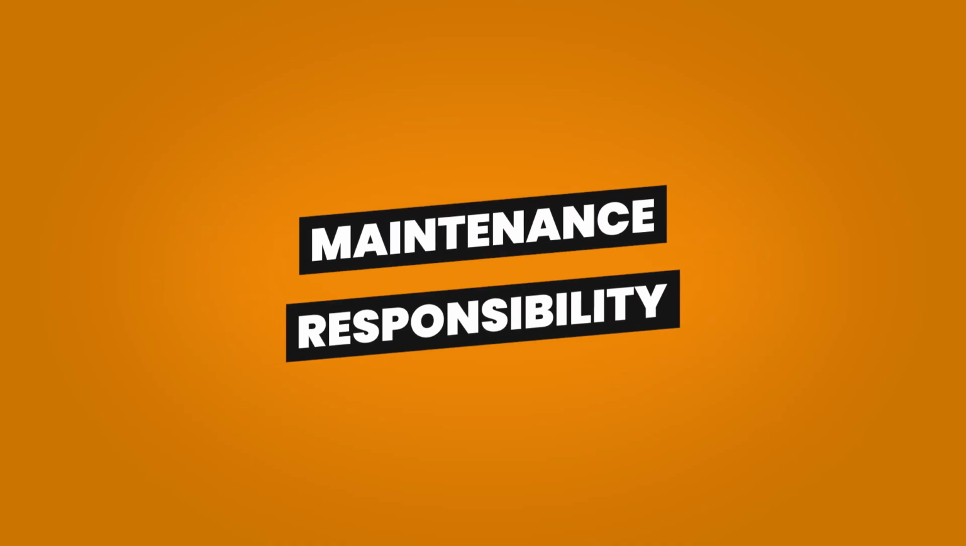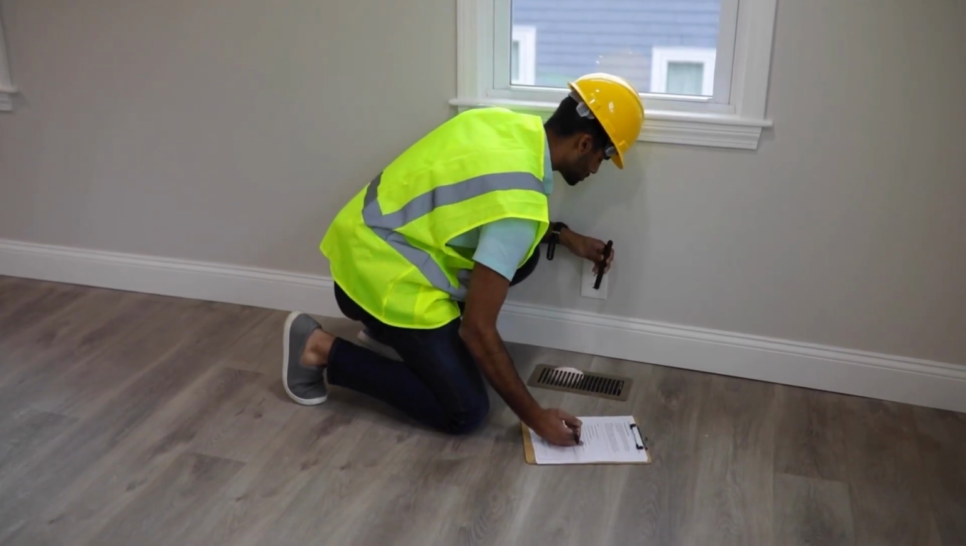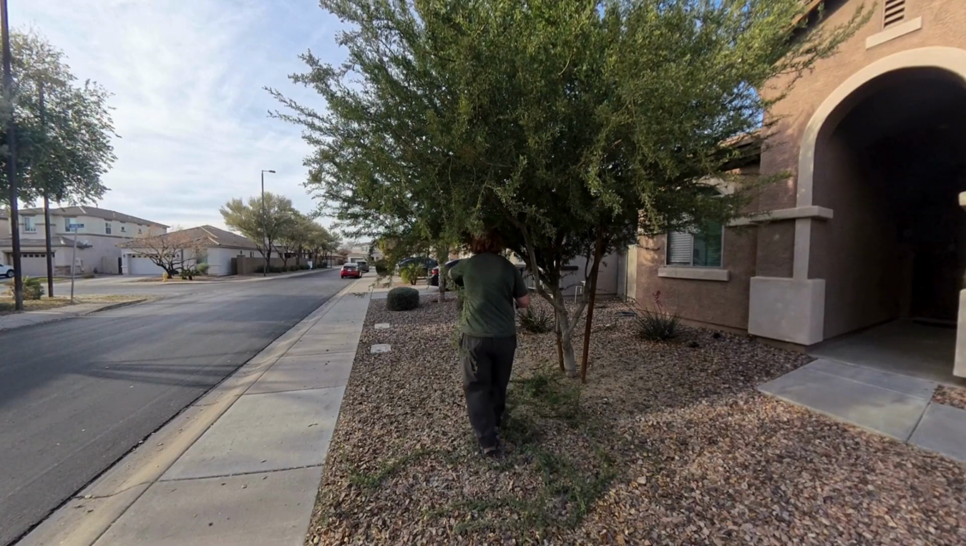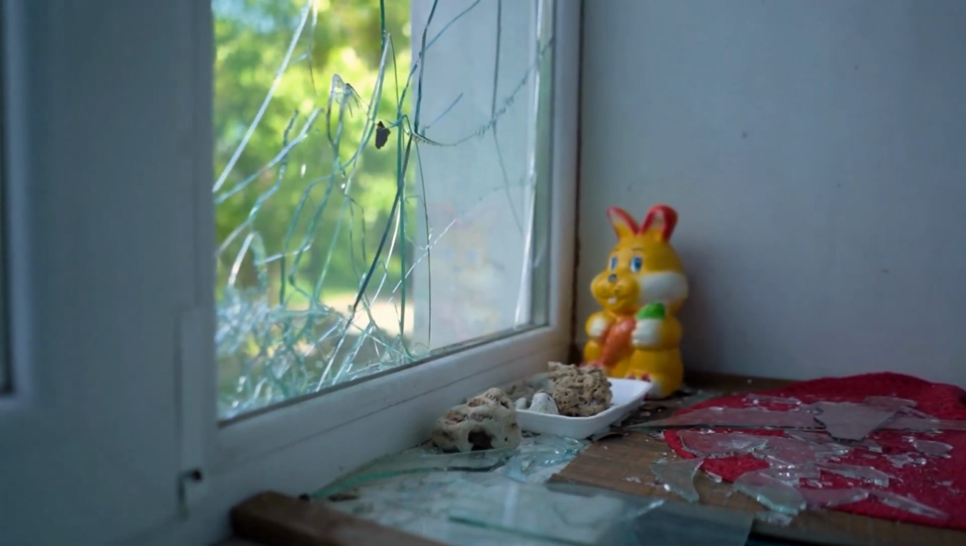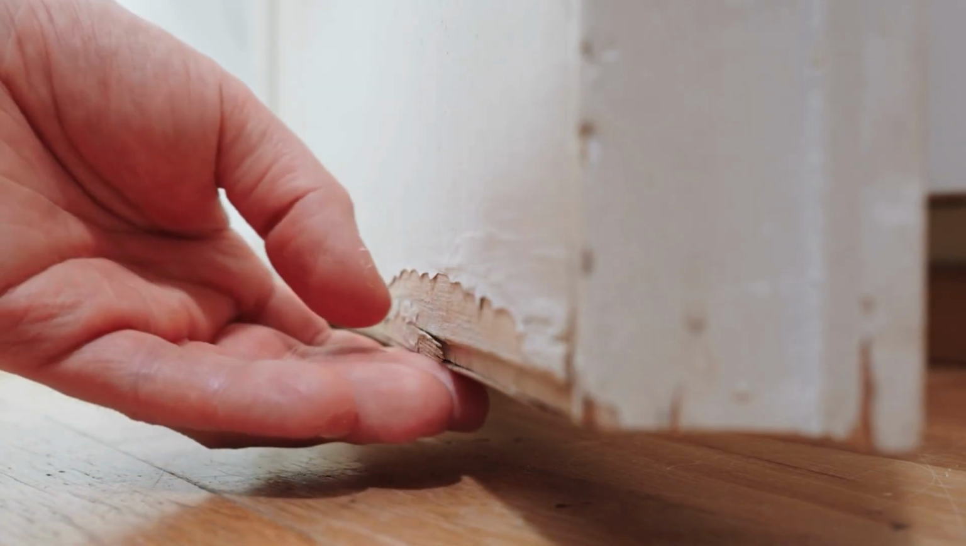Clause number 2 is the maintenance responsibility. One of the most common disputes between landlords and tenants comes from unclear expectations around maintenance. You will need to make it clear who's responsible for routine upkeep like lawn care or changing light bulbs, reporting repairs or damage caused by the tenant or their guests, and what's considered normal wear and tear.